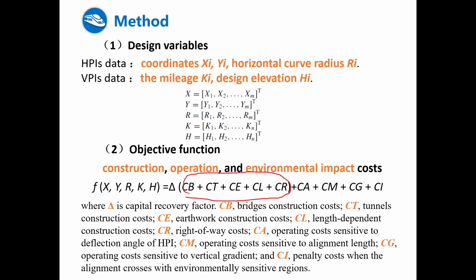These are the construction cost, and it is multiplied with a factor. This factor is usually set at 0.06 in China, and these are the operation costs that are related to alignment angles, related to the vertical gradients, and related to the alignment length. And finally, this is the environmental impact cost.